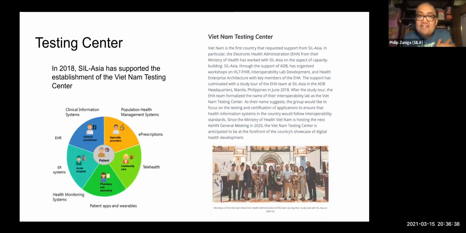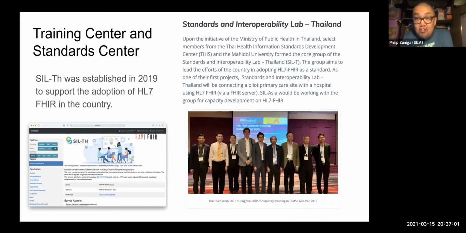So just to give you an example, when the Vietnam Testing Center was established in 2018, they were clear that the focus will be on having a testing center. Okay, so when they were set up, the training that they had was focused on testing and benchmarking of software. We have also the Standards and Interoperability Lab Thailand.